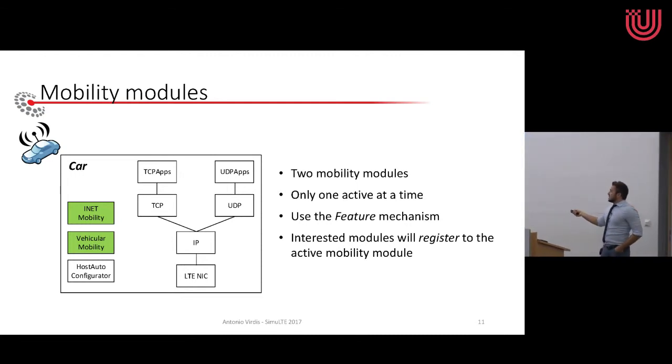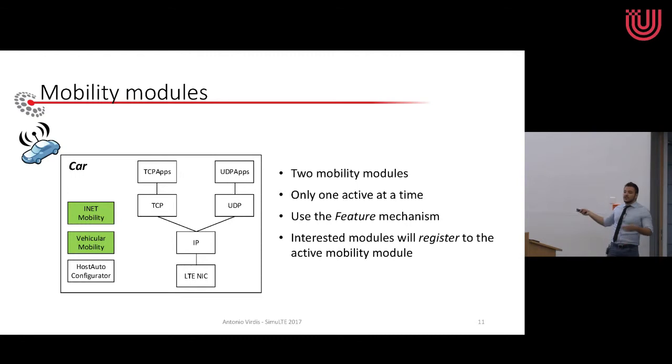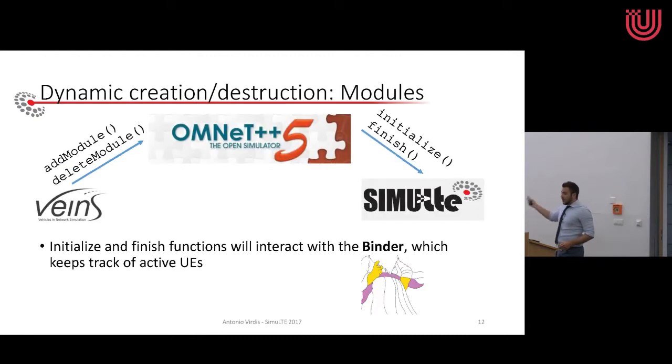The cool thing about this is that you can both selectively include the elements in the compilation, but you can also have conditional programming, because you can use these to add directives within the code and exclude pieces of code if you want to. By using these, only one module will be active at a time, whether you are using one of those two mobility modules, and interested modules will register to the signals coming from only the active one.